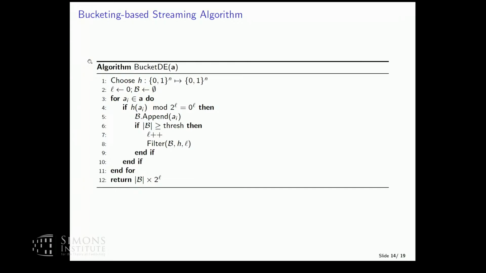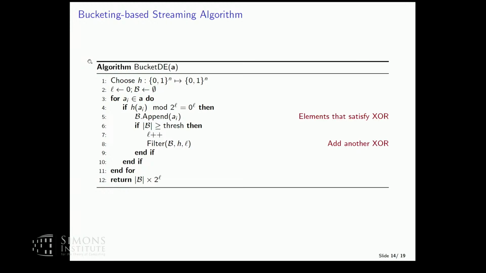And we filter out all the elements whose last L bits, now L is L plus 1. So we check for all the current elements: if their last L plus 1 bits are not 0, you remove them. At the end, our estimate is the size of this bucket times 2 to the L. That's our estimate. So given the bucket and L, we can make this estimate.